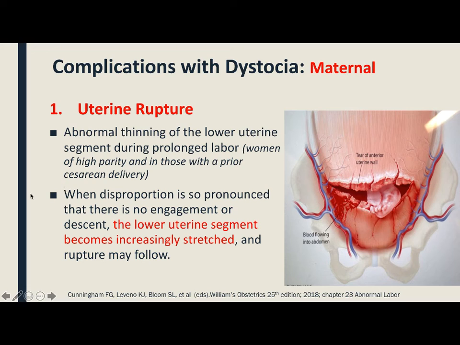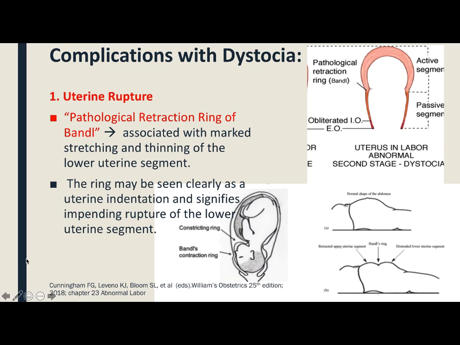When this disproportion is so pronounced that there is no engagement or descent, the lower uterine segment becomes increasingly stretched and rupture may eventually follow. As I've already mentioned a few slides back, the pathological retraction ring of Bandl, which is this part here, is associated with marked stretching and thinning of the lower uterine segment, such as in cases of neglected transverse lie. The ring may be seen clearly as a uterine indentation, as you see in this picture here, and signifies impending rupture of the lower uterine segment.